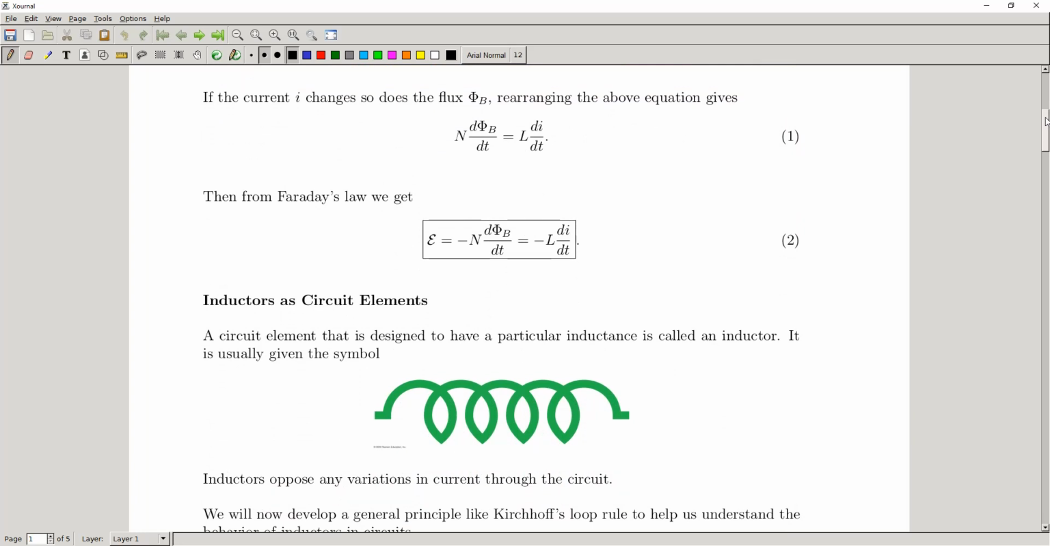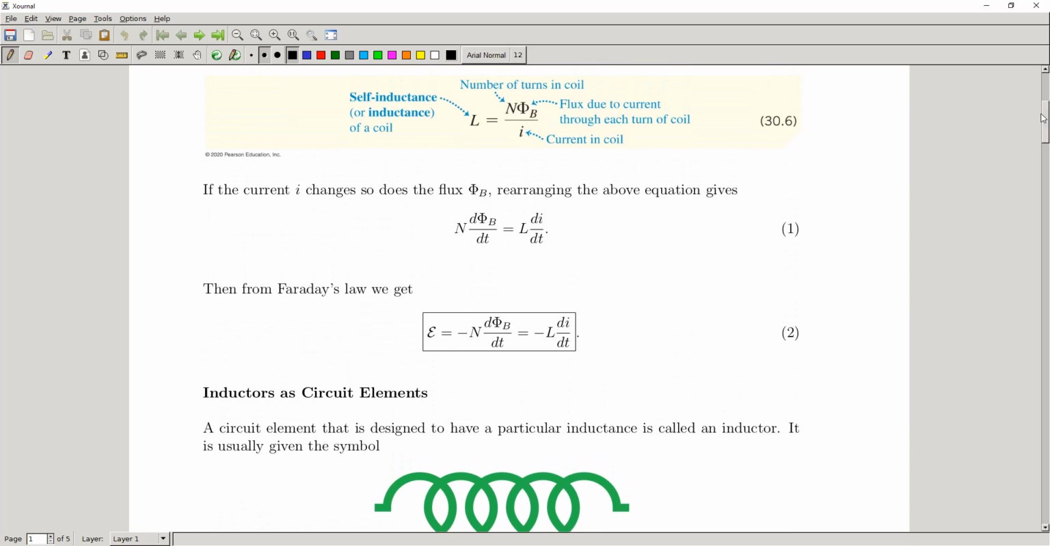If the current I here changes, so does the flux, right? We know that I and the flux are connected to one another, and if I changes, our magnetic flux changes too. We can rearrange the equation that we have here, slide I over to this side, then take the derivative of both sides. Our time derivative only acts on the magnetic flux and the current. Those are the only two things changing in time here. And so we can write down this expression.